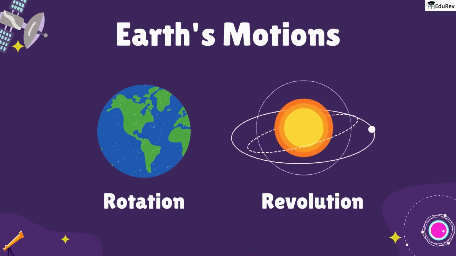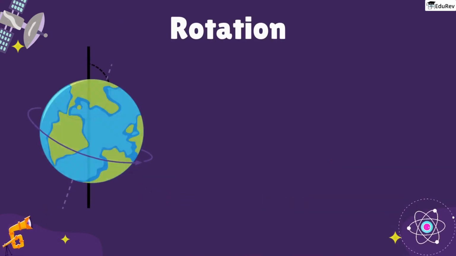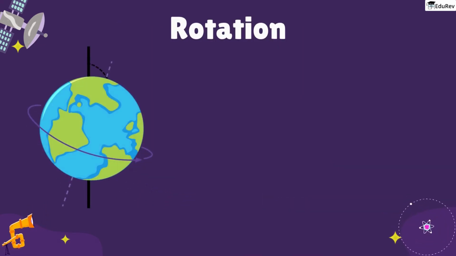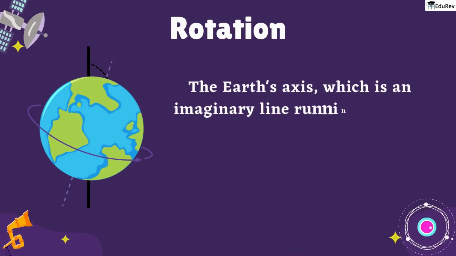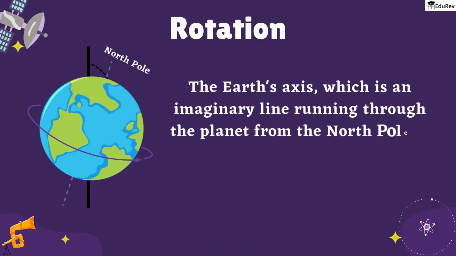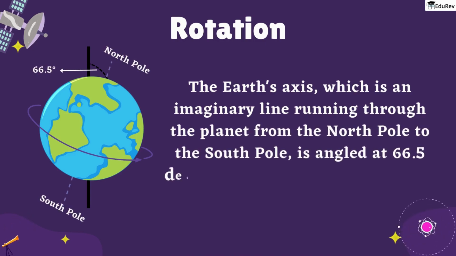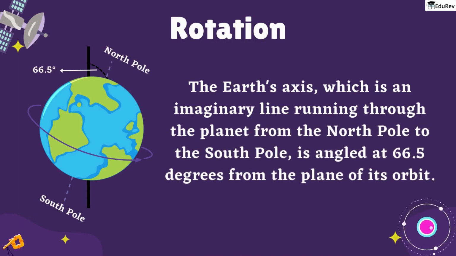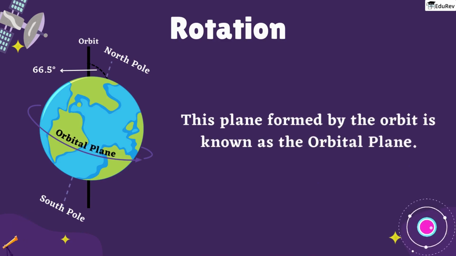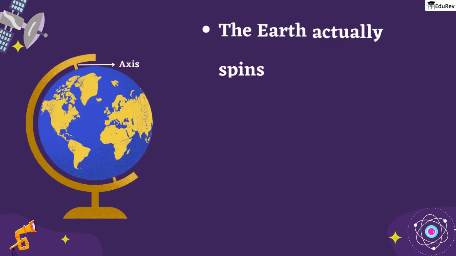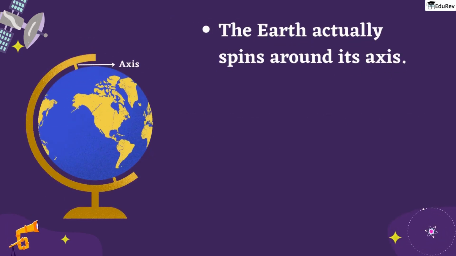Let's first understand rotation. Now, here is where it gets really interesting. The Earth's axis, which is an imaginary line running through the planet from the North Pole to the South Pole, is angled at 66.5 degrees from the plane of its orbit. This plane formed by the orbit is known as the orbital plane. Now, let's take a closer look at what's happening during this rotation. The Earth actually spins around its axis.